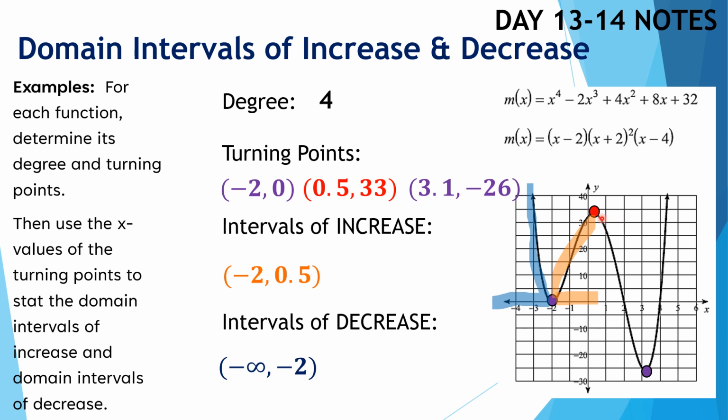At the second turning point, we change direction again. So between 0.5 and 3.1, our graph is decreasing. So our second interval of decrease is 0.5, comma 3.1. And then because we have a third turning point at 3.1, -26, our graph does change direction and increases one last time. And that's going to go from 3.1 out to +infinity.